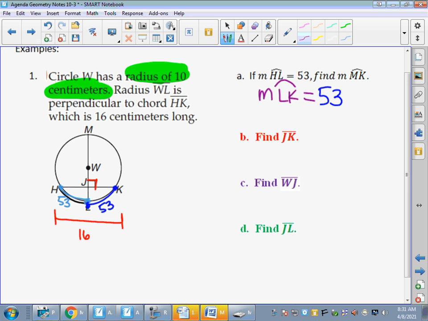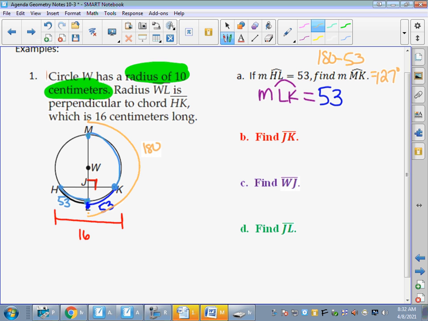So now it's asking me to find MK. So MK, minor arc, take the shortest distance. Well, I could find this because I know that ML is a diameter. So I know that arc ML is 180 degrees. If it's 180 degrees from L through K, or from M through K to L, this half of the circle is 180. What does arc MK have to be? 180 minus 53 is going to get us like 127 degrees. I'm guessing that arc MH is also going to be 127 degrees.